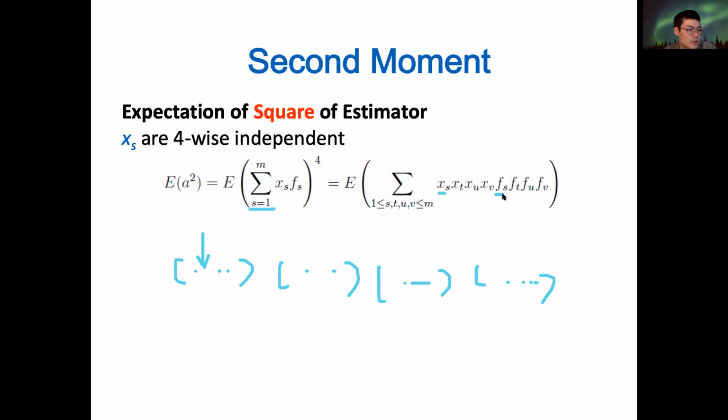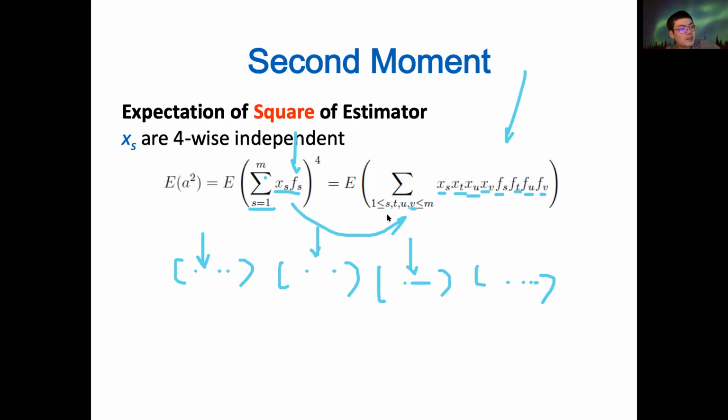The second term we take a position t. The third one we take a position u. The fourth term would take a position v. Then we'll get this. This is how we expand it.